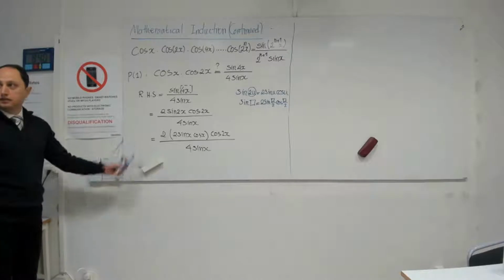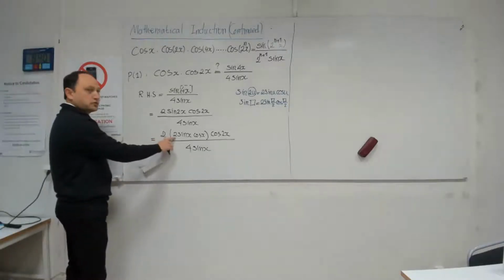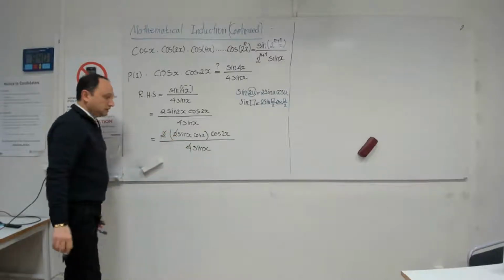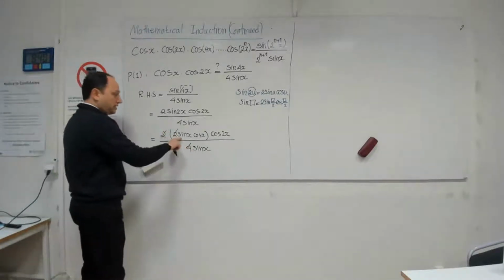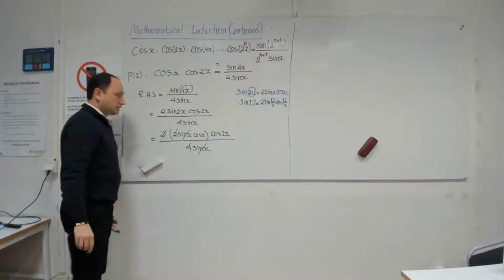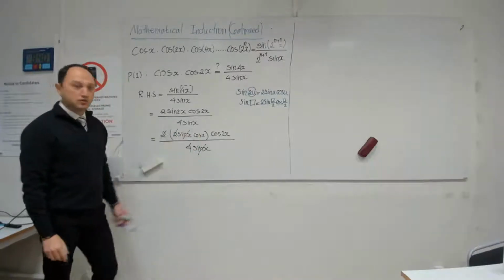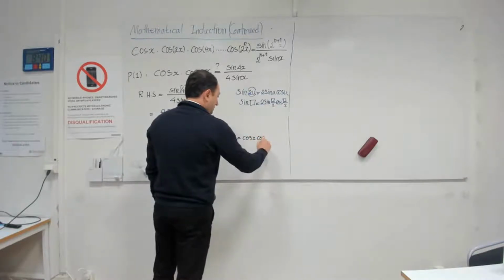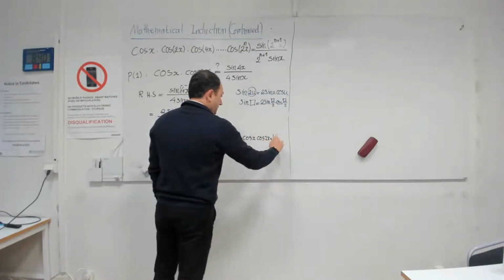Is that clear? Okay, and then what happens? 2 times 2 is 4, and this 4 is cancelled. Yes? And this sine x with that sine x are also cancelled. And then what is left? Exactly cosine x cosine 2x. And that is the left-hand side.